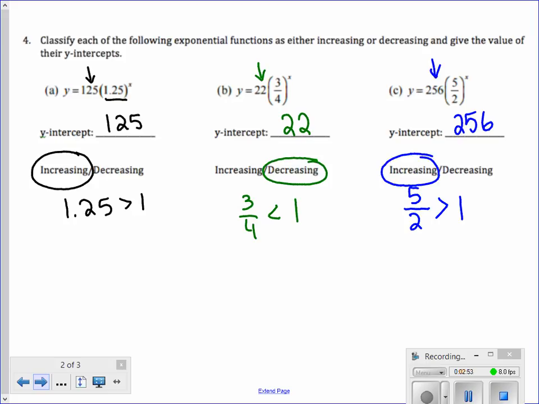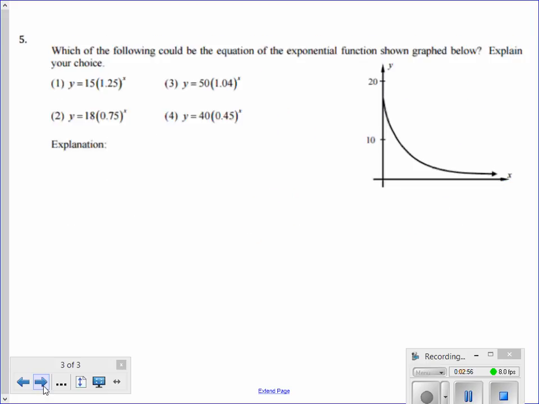All right, the last problem from the practice we're going to do together is another multiple choice, number 5. It says, which of the following could be the equation of the exponential function graph shown below? Well, looking at the graph, it is going down from left to right, which means that this has to be a decreasing exponential function. So first I'm going to see if I can eliminate any choice that's increasing. When I look at number 1, its growth rate is larger than 1, 1.25. That's increasing, which is not what we want, so cross it off. Same with number 3. Its growth rate is bigger than 1, so it's also increasing. So I'm between 2 and 4.